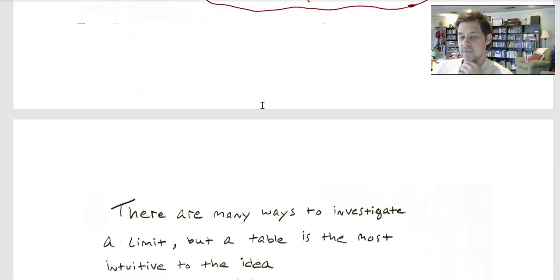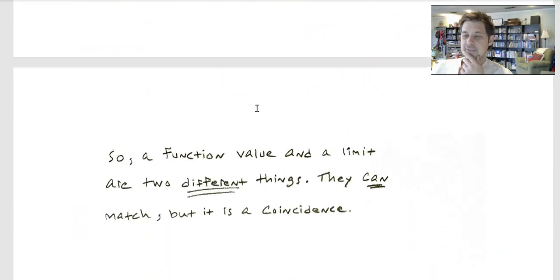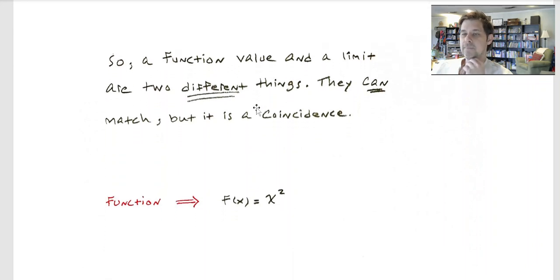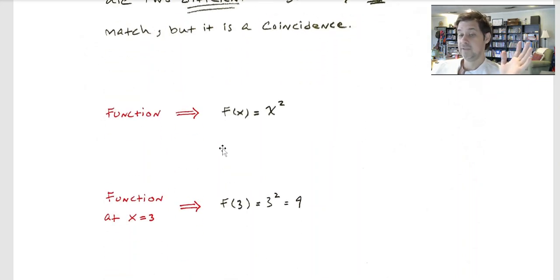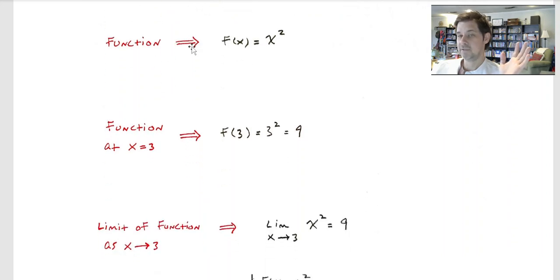Now, as a disclaimer, I want to follow up. There's always some fine print in math. Math's complicated. So a function value and a limit are two different things. Hopefully I've established that with the example up there. They can be the same thing though, but it's just coincidence. So for example, here's a much simpler function, f of x equals x squared. And if you plug 3 into that function, you get 9. That's the function value.